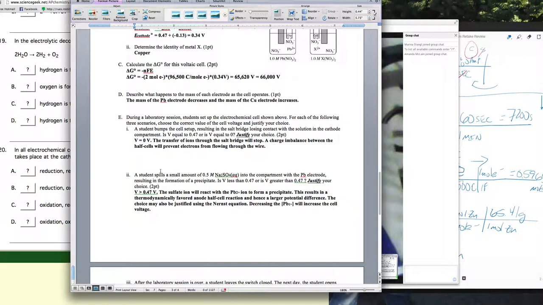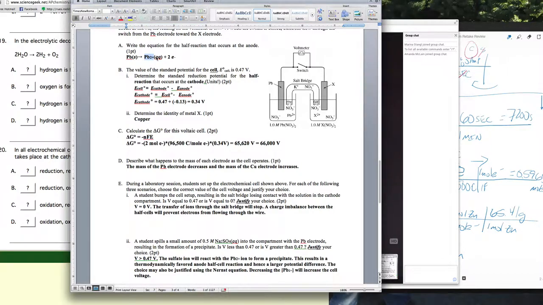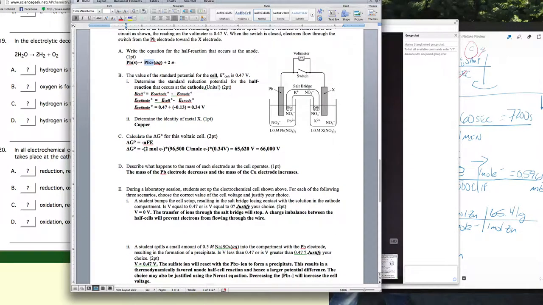Yeah. Okay. So the point is if you change the concentration, what happens to your reaction? Looking at this, you spilled some Na2SO4 in the Pb electrode, resulting in the formation of a precipitate. So if you go back to A, you know that the Pb2+ ion is a product, which means that you are reacting with the product and removing product. So then the question is, what happens to the rate of the reaction if you remove product?